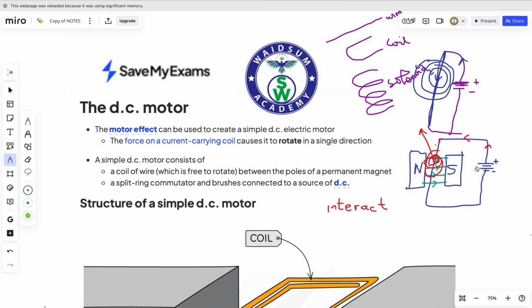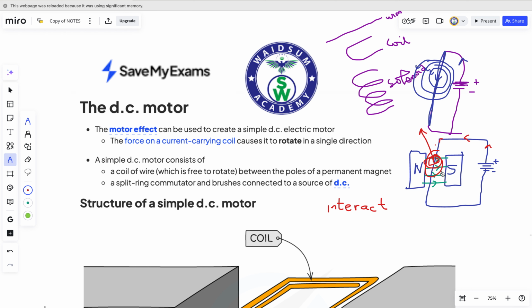Okay, if the rotation is like this, the force will move up. But if the current is flowing in the opposite direction, the force will go down. If you reverse the direction of the current, the force will go down. If you change the polarity of the battery, the force will also go down.